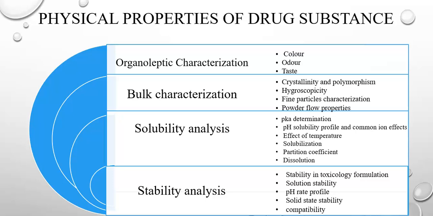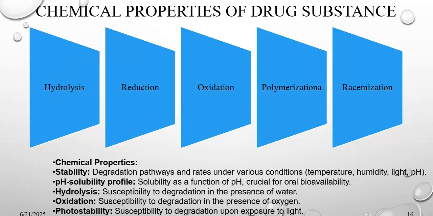A case study where we can see how preformulation is very, very important. Hygroscopicity is very important. Fine particle characterization and powder flow properties in case of tablets and capsules are very, very important. Solubility analysis: pKa determination, pH solubility profile, common ion effect, effect of temperature, solubilization, partition coefficient, dissolution study, very, very important. In case of stability analysis, we always check the stability in terms of toxicology formulations, solubility stability, pH rate profile, solid state stability, compatibility also, as well as liquid stability, that is called solution stability.